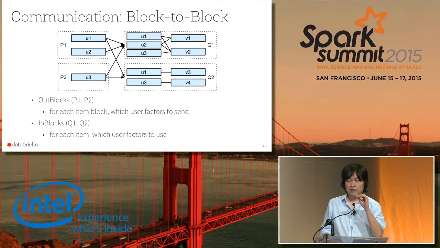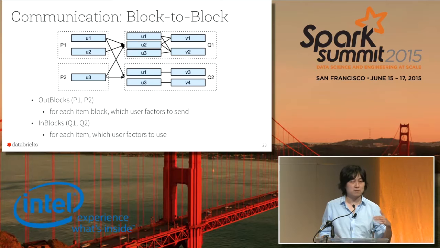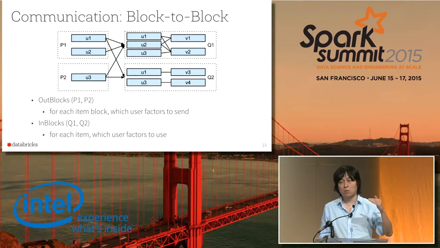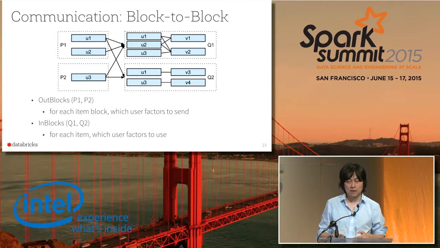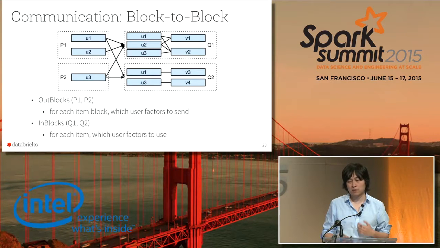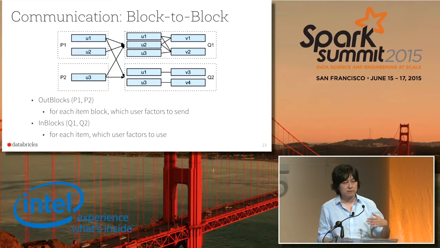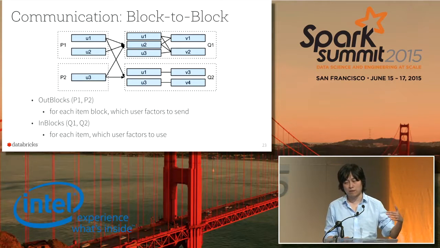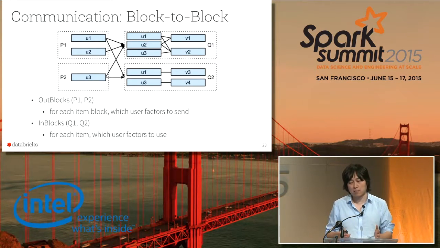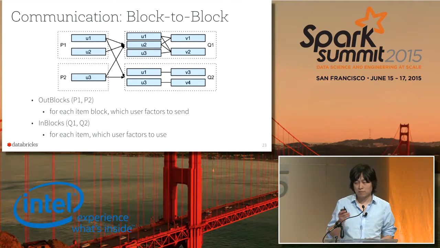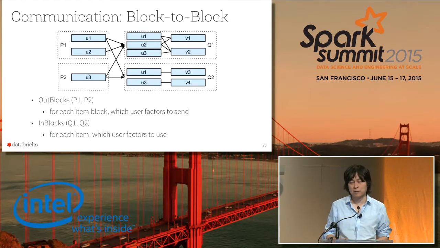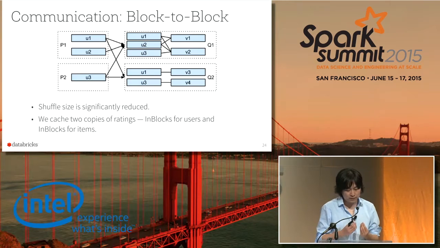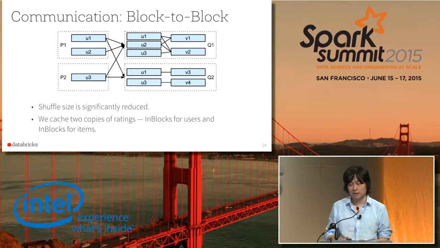Now we give them a name here. For the blocks on the left, we call them out blocks. Basically, you are sending the vector out. You know which machine you should send it to for each vector. And for blocks on the right, we call them in blocks. Those blocks receive the factors from the out blocks and then solve the subproblems. For each out block, you need to maintain a subgraph of the entire rating matrix. In this way, the shuffle size can be significantly reduced.